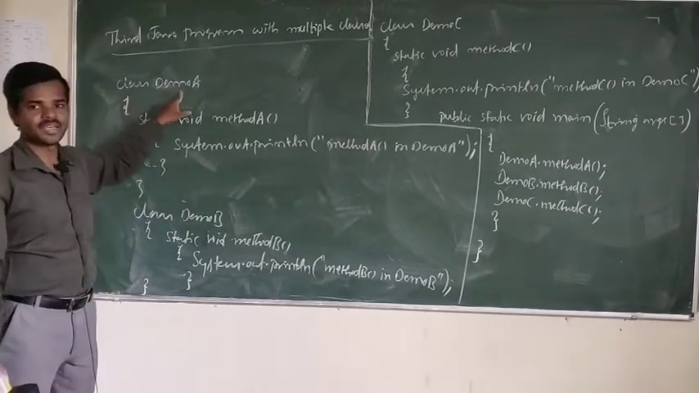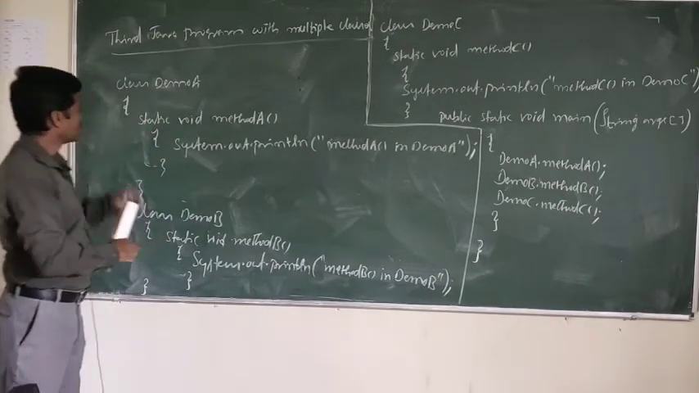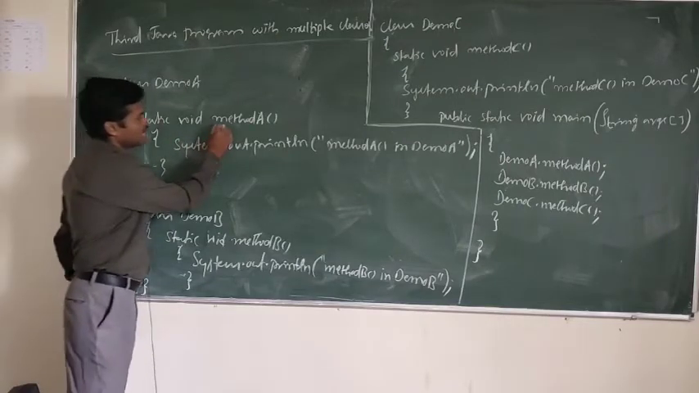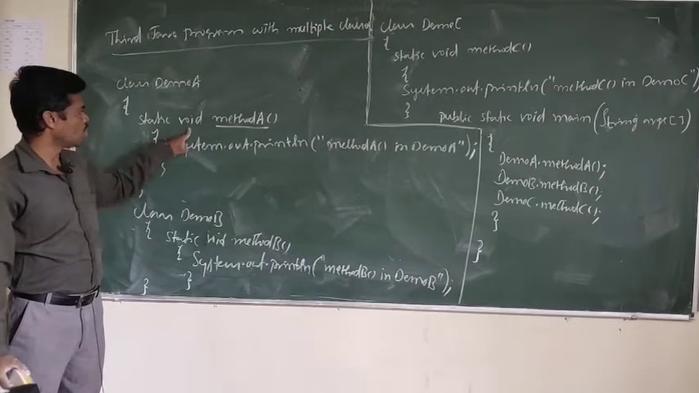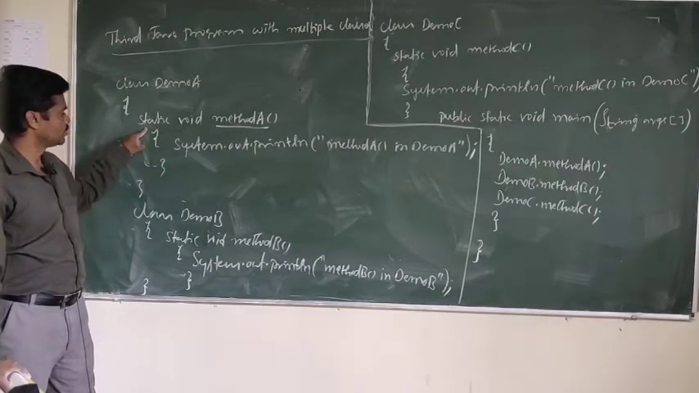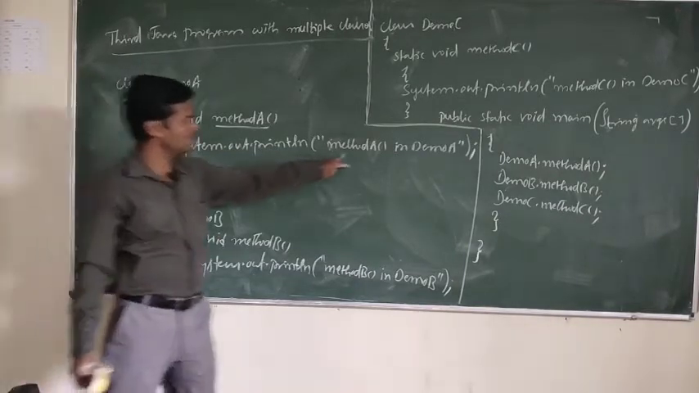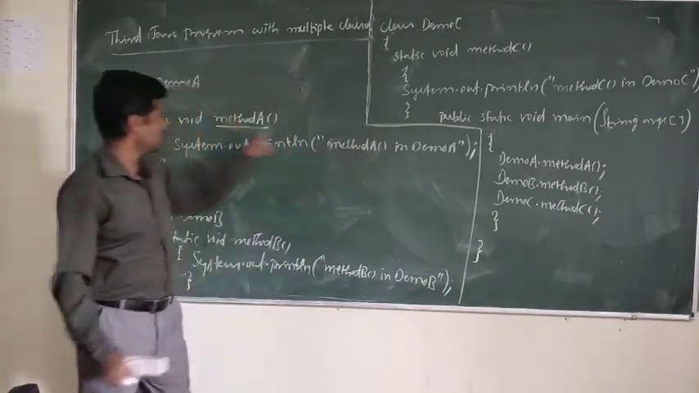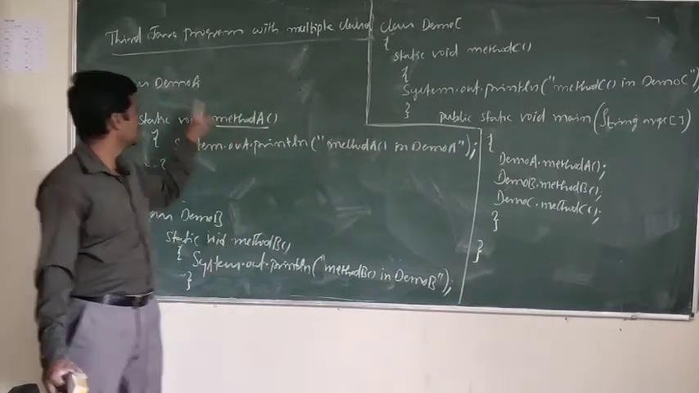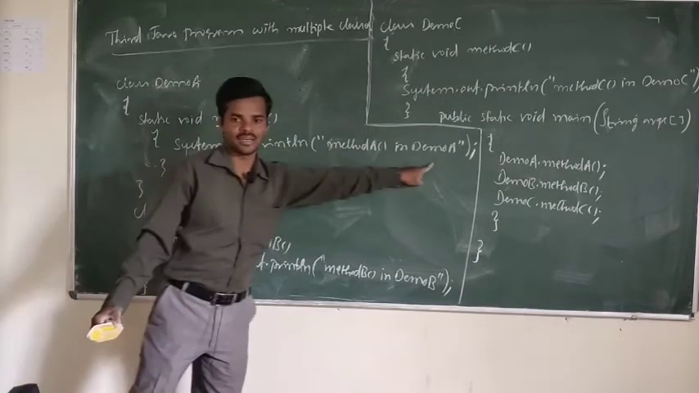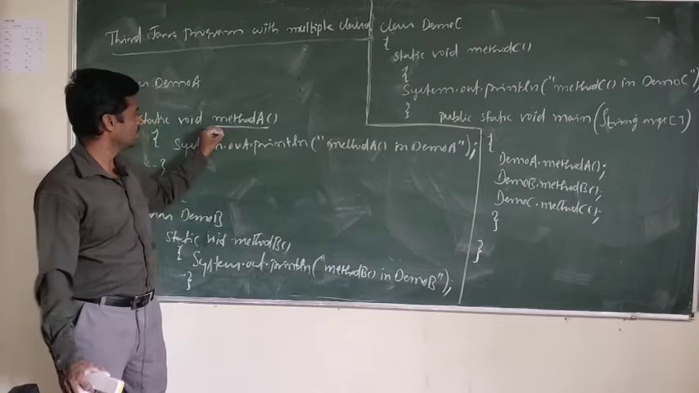See, class A, that is the class keyword, and the class name is demo A. In this class I am using one method, called method A, of type void, and this method is a static method. It has one statement, system.out.println method A in demo A. This method belongs to the demo A class. There is no logic here, we are just giving one clarification.